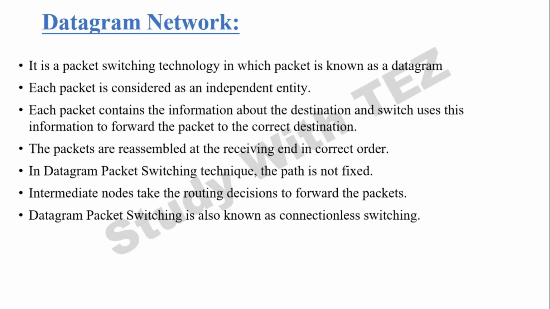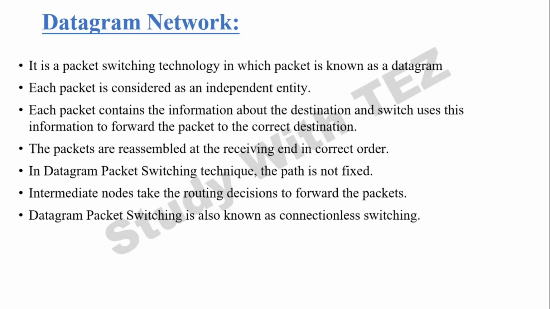So, what is datagram network? It is a packet switching technology in which the packets are called datagrams and each packet is considered an independent entity. Each packet will contain information about the destination, and switches will use this information to forward the packet to the correct destination. Packets, once received at the receiving end, might not be in the order that was sent by the sender. Hence, at the receiving end, they have to be reassembled in the correct order. In datagram packet switching, the path is not fixed.